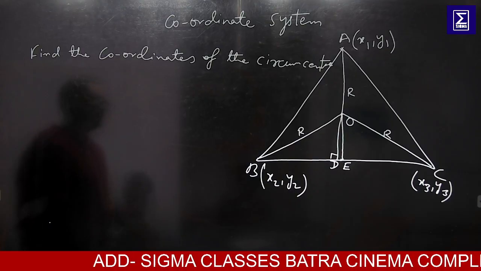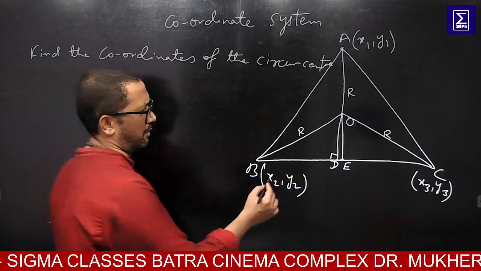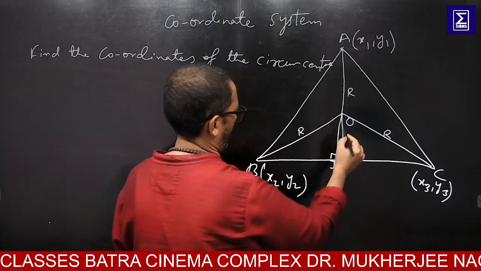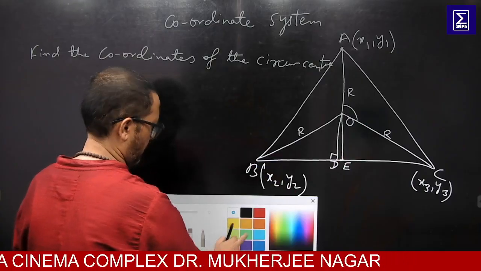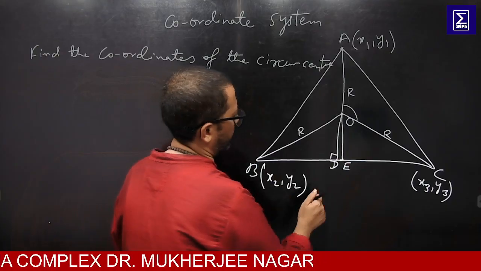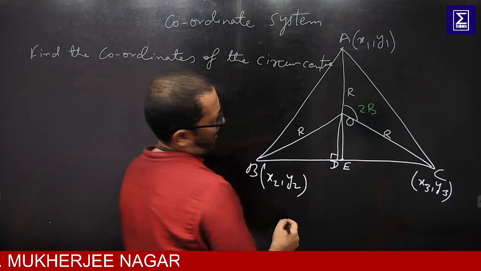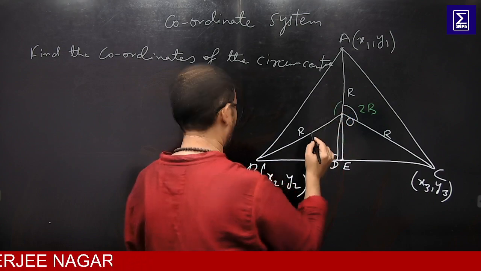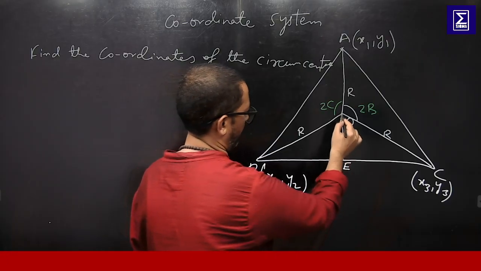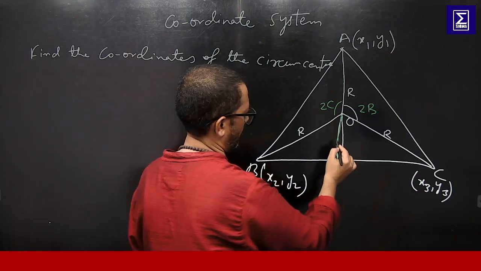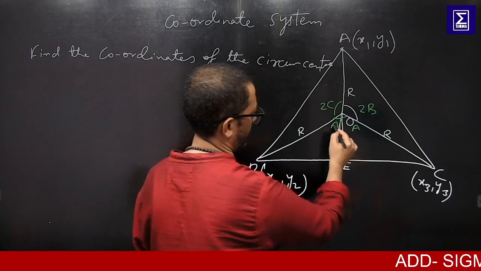Okay, so we will see here we have this straight line. One basic formula that we are going to prove here. What would be this angle? This angle will be 2 times B. This angle will be 2 times C, and this angle will be 2 times A. So this will be A and this will be A. How? I will prove this.